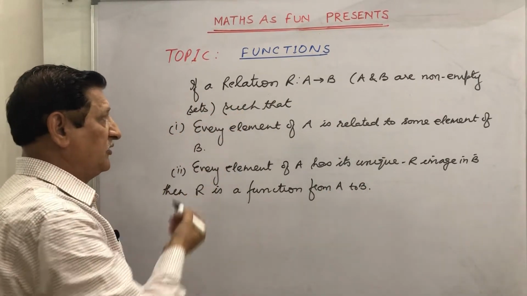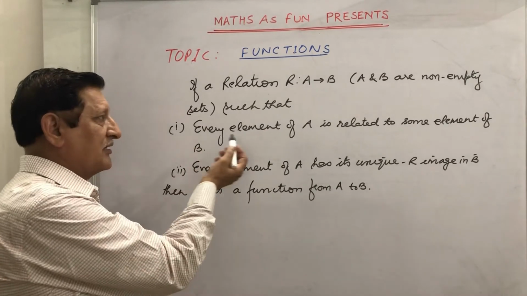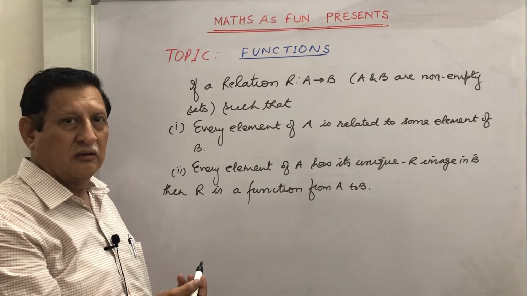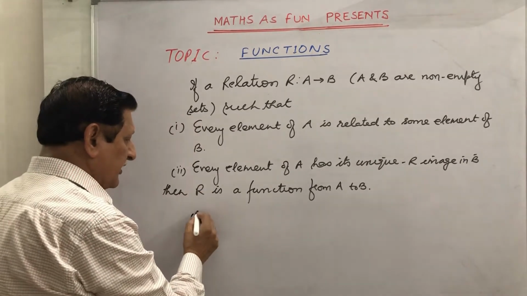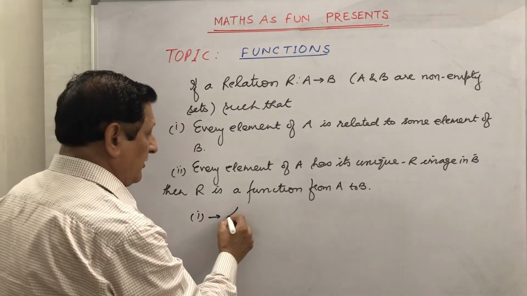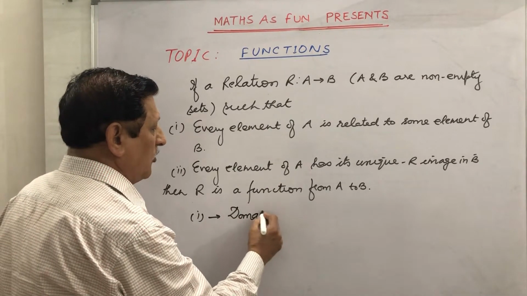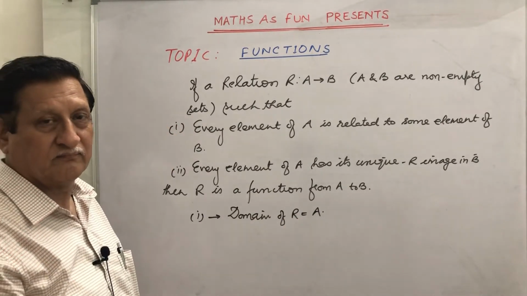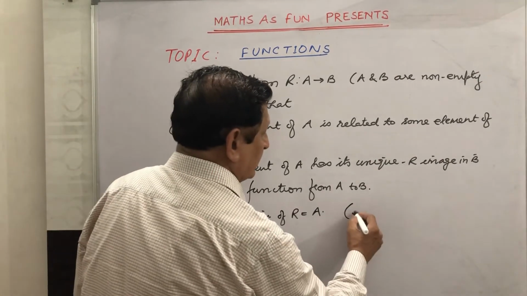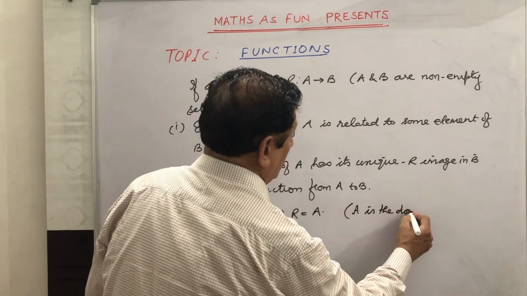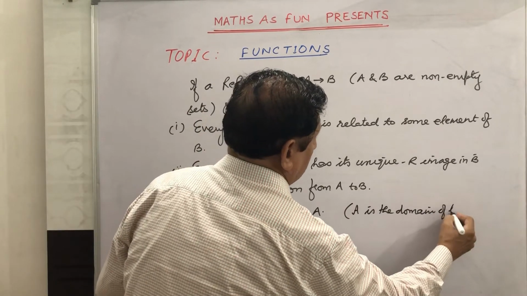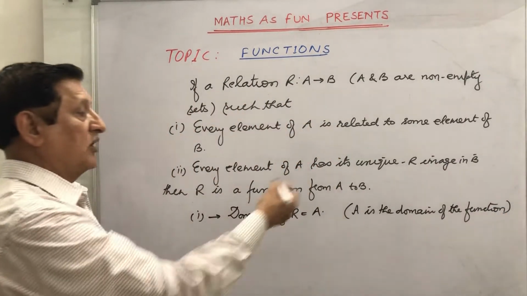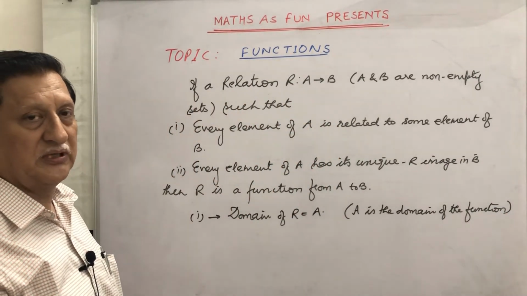Let's understand what is the meaning of them. Number one, I said every element of A is related to some element of B. It means the domain of R should be equal to set A, and that is why we say that A is the domain of the function. Every element of A should have some image in set B.